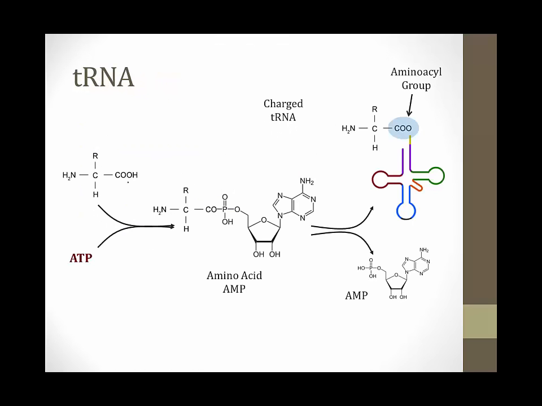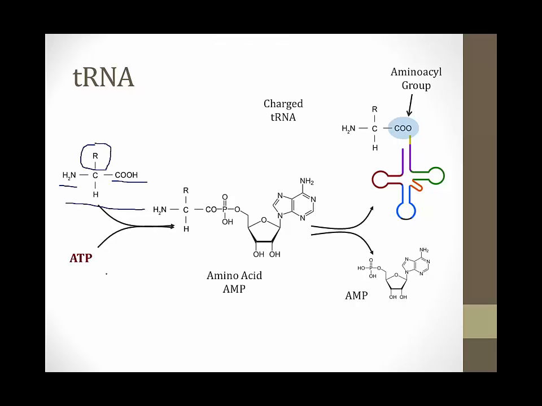On this slide, I've depicted the process that aminoacyl-tRNA synthetase catalyzes in order to charge a tRNA molecule with an amino acid. The process begins with an amino acid as shown here. All amino acids have a similar structure. They have an amine group, a carboxylic acid group, and a side chain. The side chain is different from one amino acid to another.